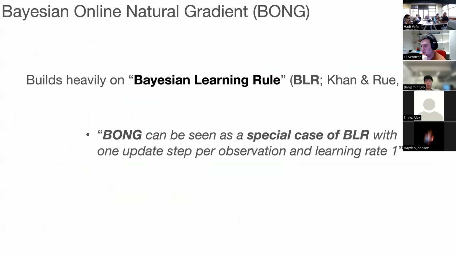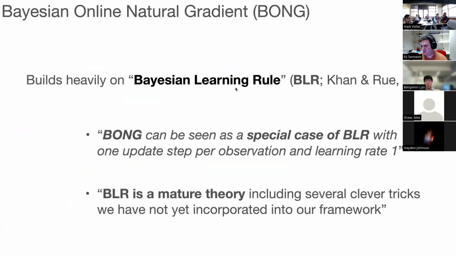Here are some quotes reproduced verbatim from the BONG paper. BONG can be seen as a special case of BLR with one update step per observation, learning rate 1. We'll see what this means, but just so you know, BONG is a special case of BLR. In another place in the paper, they say BLR is a mature theory, including several clever tricks we have not yet incorporated in our framework. So BLR is just massive. It's a great paper.